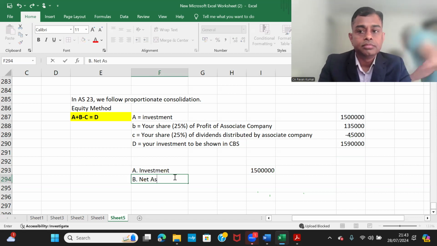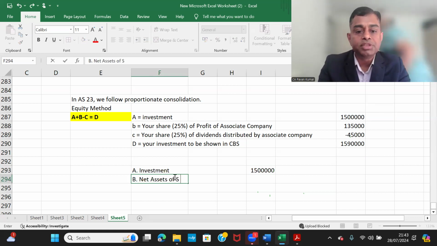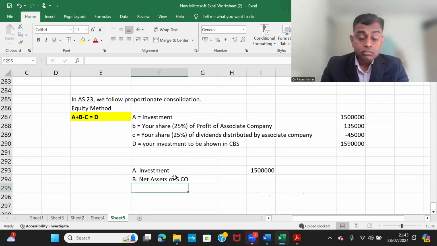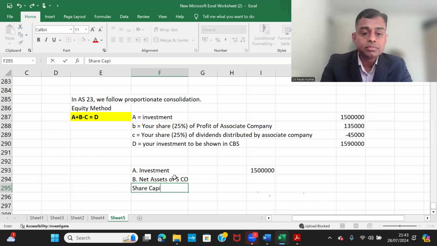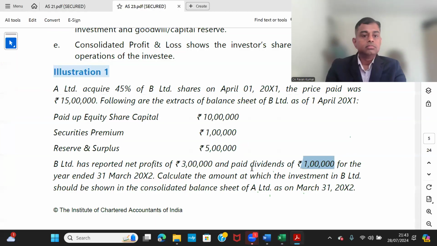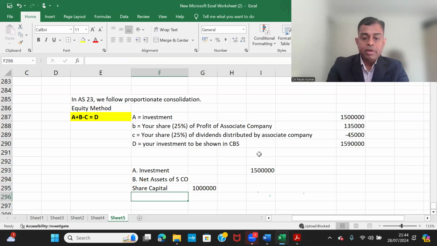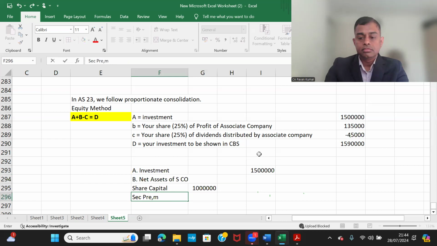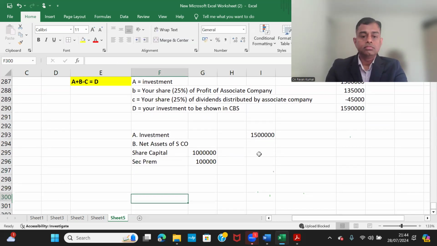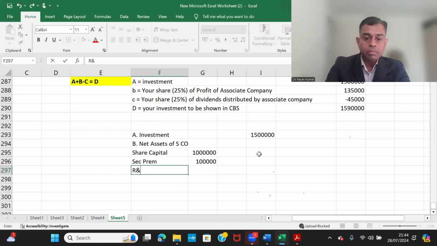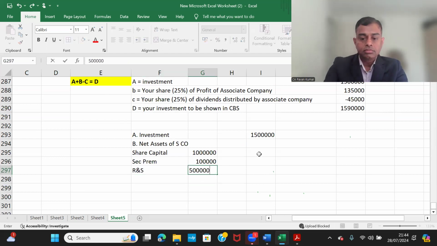B, net assets of subsidiary company. Okay, share capital how much? 10 lakhs. Securities premium how much? 1 lakh. Then reserves and surplus 5 lakhs. Total net assets how much? 16 lakhs.